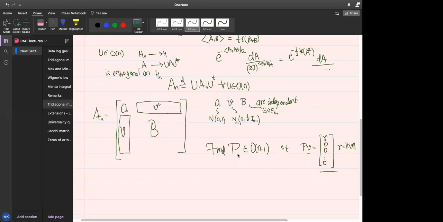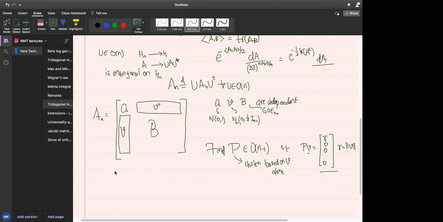But the condition here is the following: this P should be chosen only based on V alone. You are not supposed to look at A and B when you choose this matrix P. That's the only restriction. Other than that, you can make your choice. You look at the vector V and choose P.